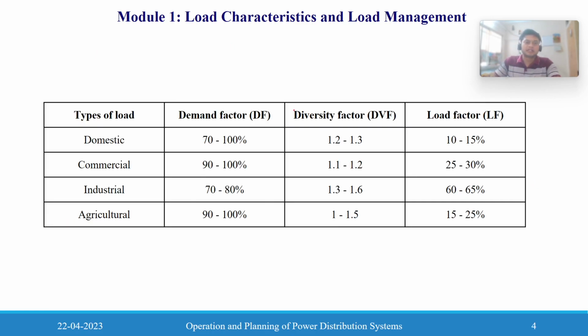And now, as we all know, there are commonly four types of load: domestic, commercial, industrial, agricultural. So if we see these four different types of loads on different factors, that is load characteristics, like demand factor, diversity factor, load factor. Here our major focus is on this load factor. Load factor is lesser for this domestic type of load. You can see 10 to 15% minimum. Load factor is minimum for domestic type of load.